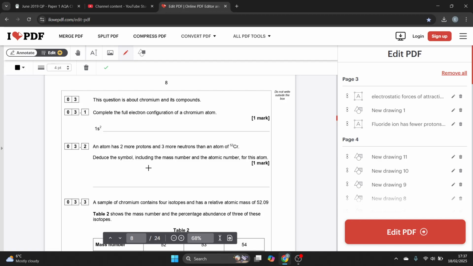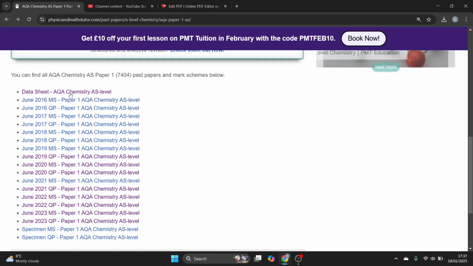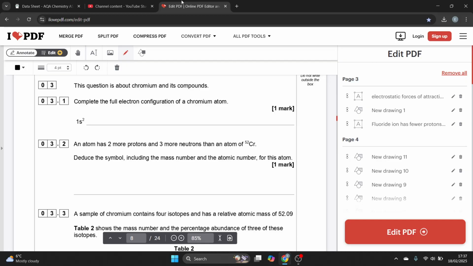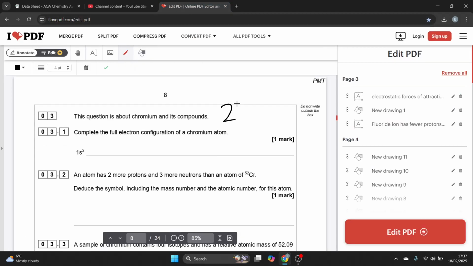Question 3, complete the full electronic configuration of a chromium atom. So, chromium, data sheet, and I know a chromium atom, Cr, has 24 electrons. So it's going to be 1s2, 2s2, 2p6, 3s2, 3p6, 4s2. Alright, now let's count.